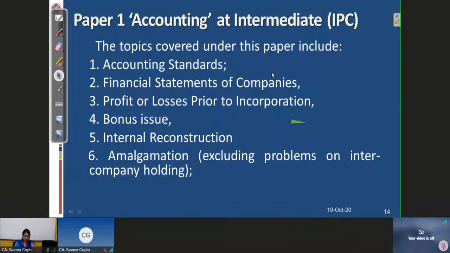From the chapter of financial statements of companies, we generally have a full-fledged 16 marks question. But from the remaining topics like profit or loss prior to incorporation and bonus issue, we can have a 5 marks, 8 marks or 10 marks question, not more than that. In internal reconstruction or amalgamation, either a question will be asked on internal reconstruction or on amalgamation, but generally not a full-fledged question on both. So, a 16 marks question on any one of these two topics.